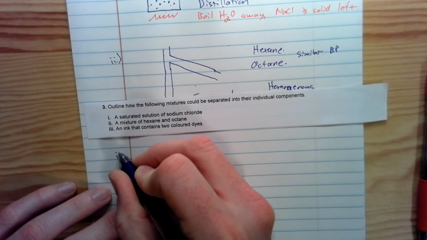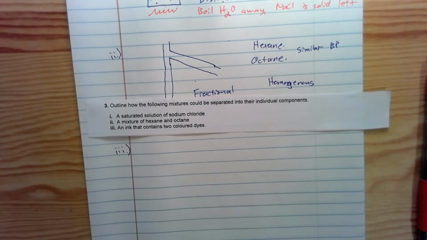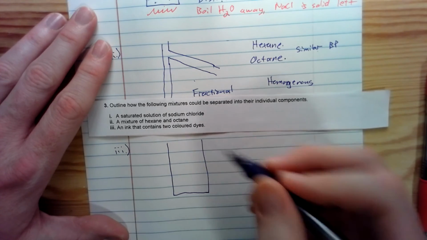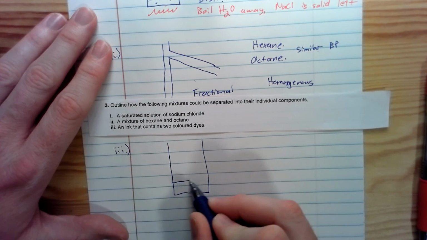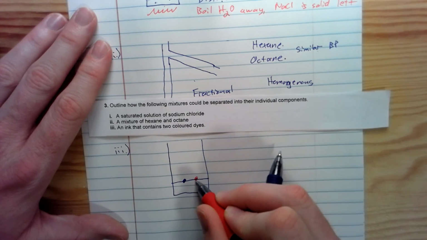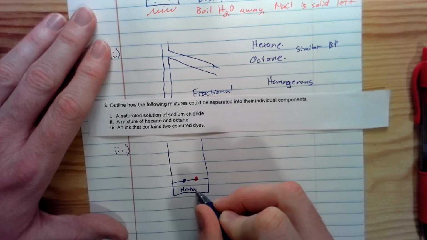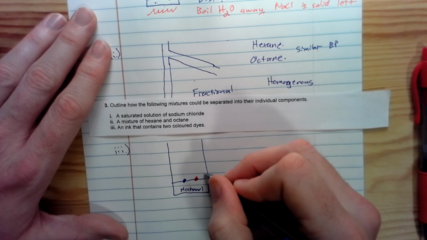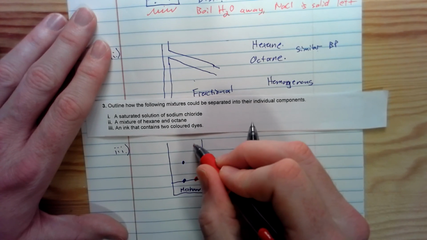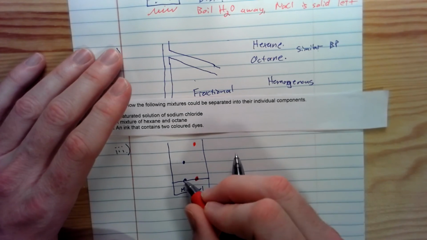Now for number 3, an ink that contains two colored dyes. You may remember this from our bonding unit. We did chromatography. If you remember, we had a piece of paper, and we set two inks right here. Let's say our blue ink, and we have our red ink, right? And if we use some methanol here, the methanol would travel up the paper, and let's say the blue ink traveled up to here, and then the red ink traveled up to here. That could be a separation between the two.